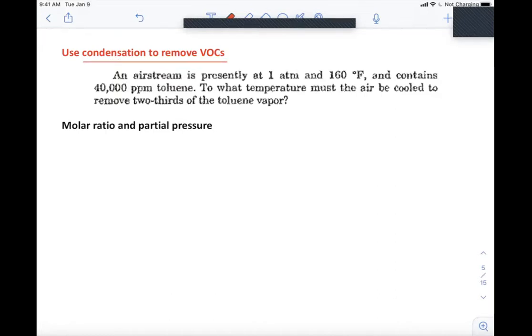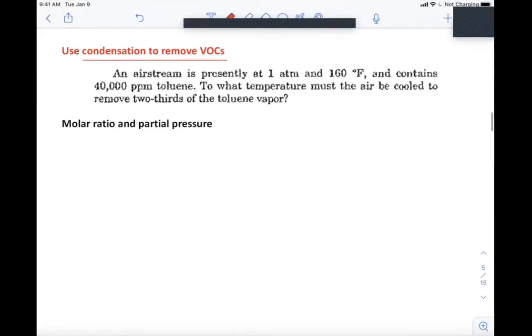Okay, so here I have an example problem we can take a look at, so we can see how we could use this condensation method to remove some VOCs from the gas stream. It says that an airstream is presently at 1 atmosphere, so it's just at ambient pressure, and at 160 Fahrenheit. This is around 71 Celsius. This is pretty warm, but not very hot, because at this temperature the water vapor has already condensed, right? And it also contains 40,000 ppm of toluene. So we're trying to remove the toluene out of this gas stream. It's asking to what temperature must the air be cooled to remove 2/3 of the toluene vapor?